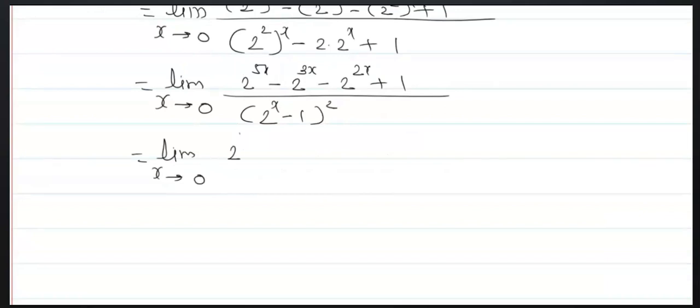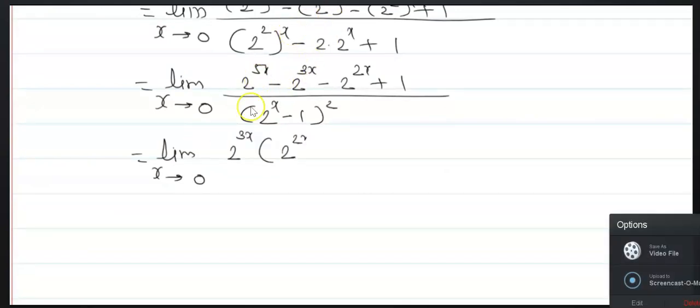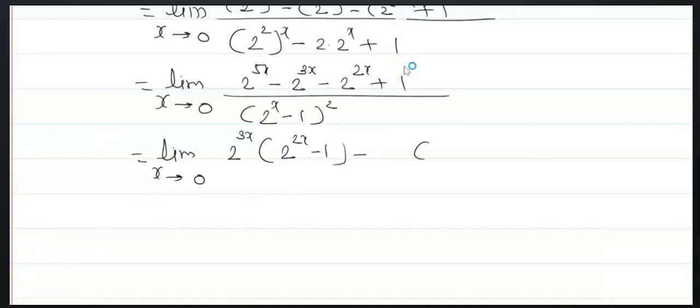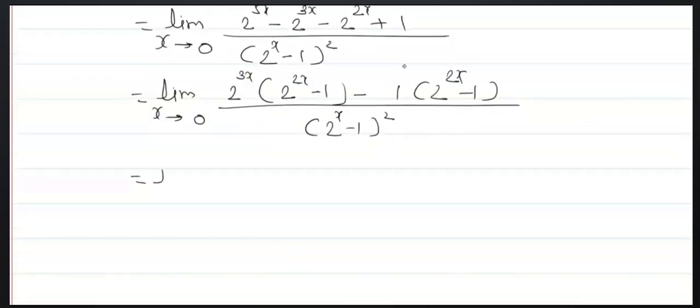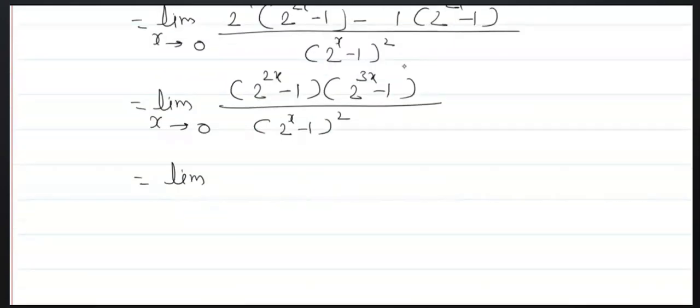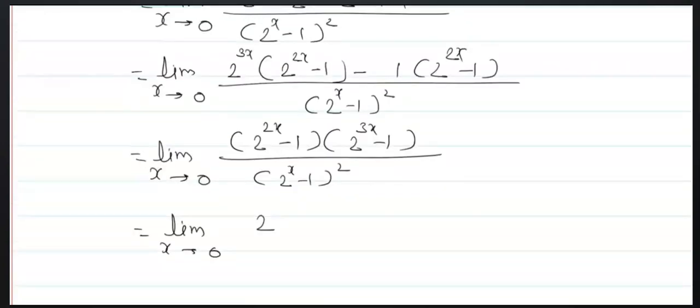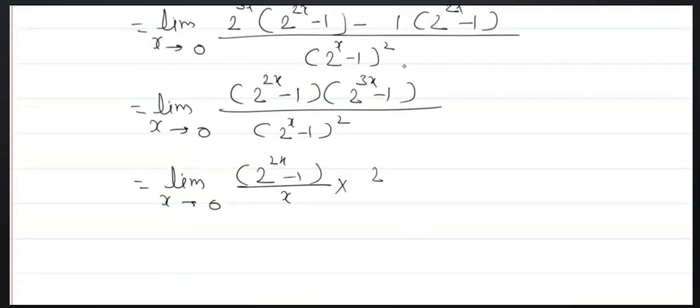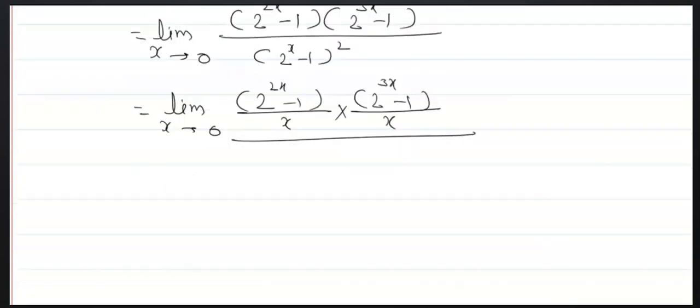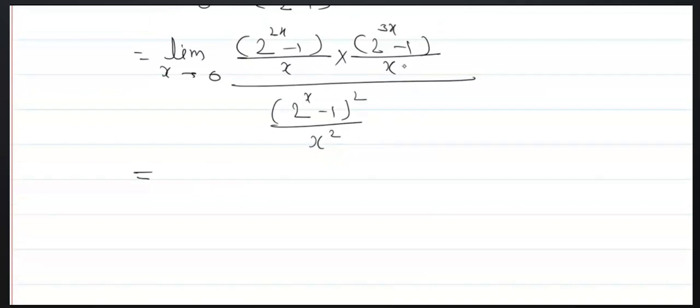If you take 2 raised to 3x common from these two, then in the bracket you will get 2 raised to 2x minus 1, and taking the minus sign common from the other two, you will get 2 raised to 2x minus 1. Therefore, the denominator is (2 raised to x minus 1) bracket square. Divide numerator and denominator by x square. Then it will be like this.